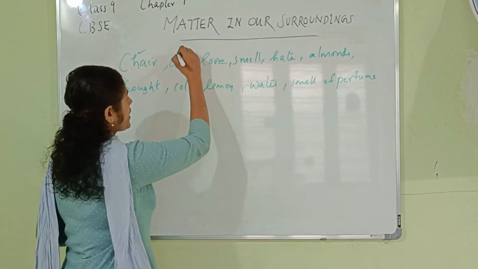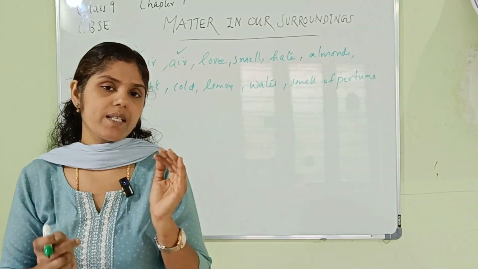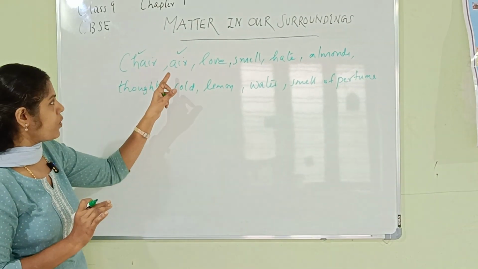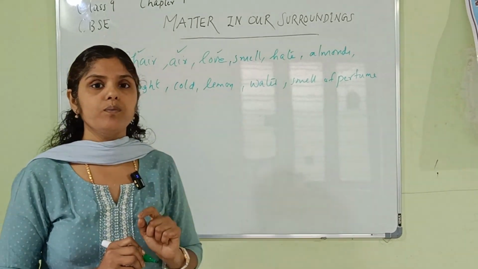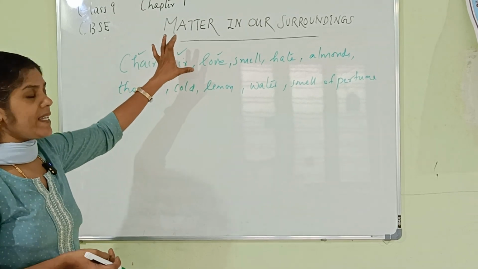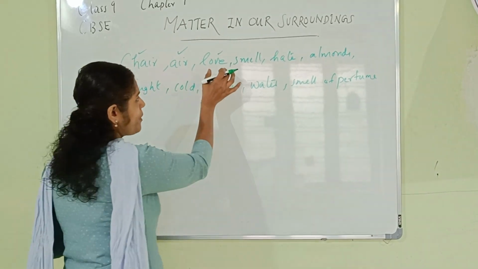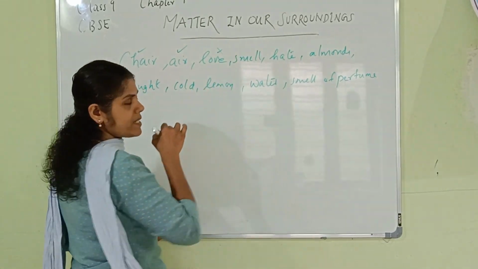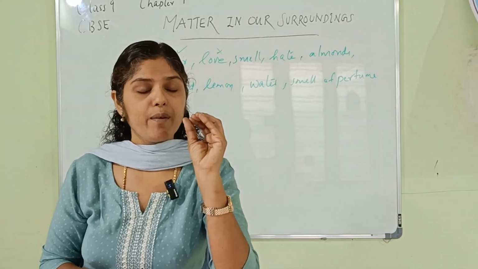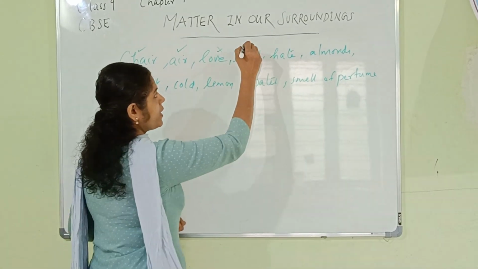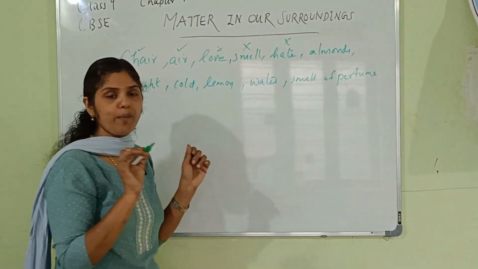Okay. Then air is also made up of particles, so air can also be considered matter. Air occupies space, and so air is also a matter. Then love. Can you distinguish love? Love doesn't occupy any space and has no mass or volume, so it cannot be considered as matter. Then smell. Does smell occupy space or have any mass or volume? There also we can't consider smell as matter. Then hate, that is a feeling, so that also cannot be considered as matter.